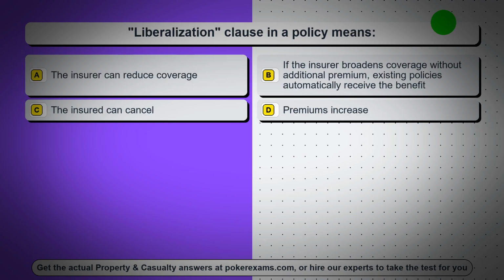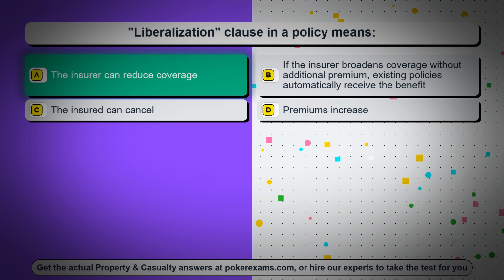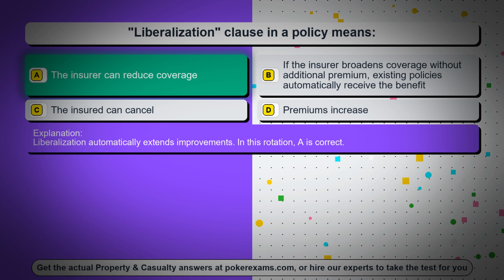Question 81. Liberalization clause in a policy means: option A, the insurer can reduce coverage; option B, if the insurer broadens coverage without additional premium, existing policies automatically receive the benefit; option C, the insured can cancel; option D, premiums increase. The correct answer is option A, the insurer can reduce coverage. Liberalization automatically extends improvements. In this rotation, A is correct.